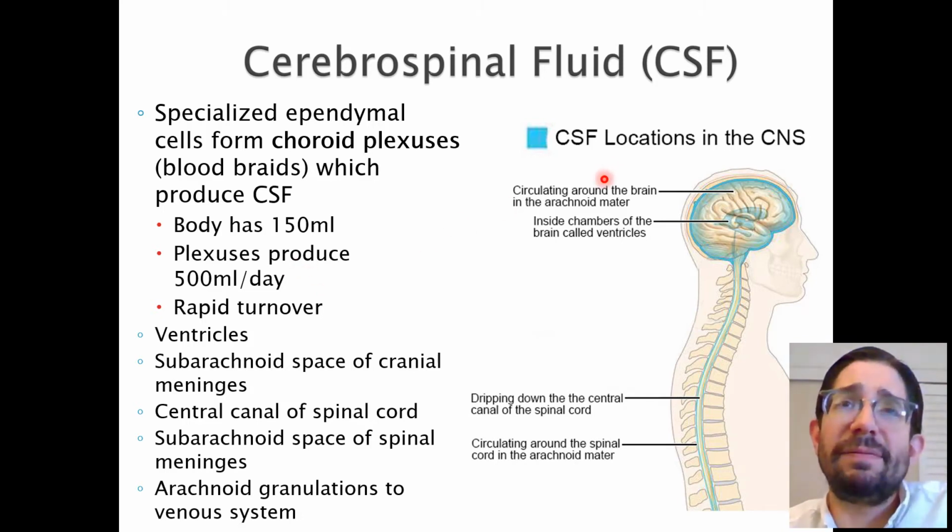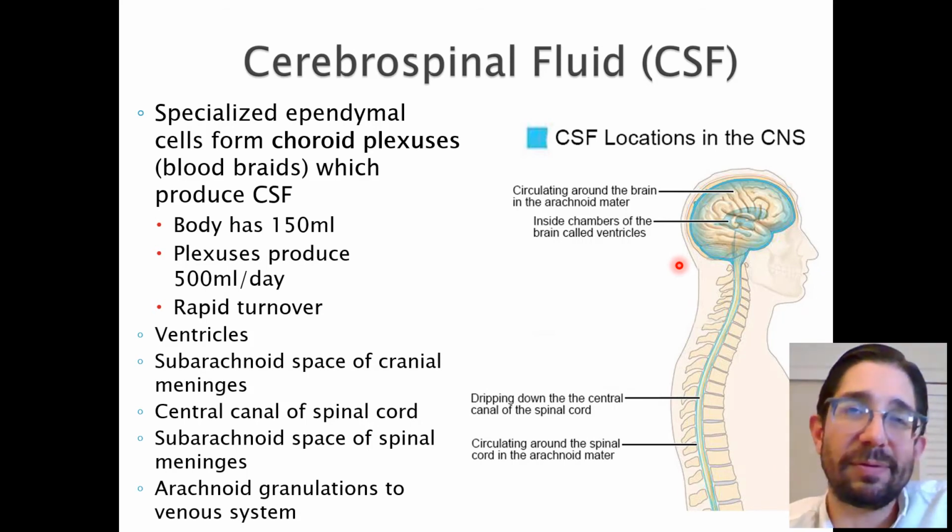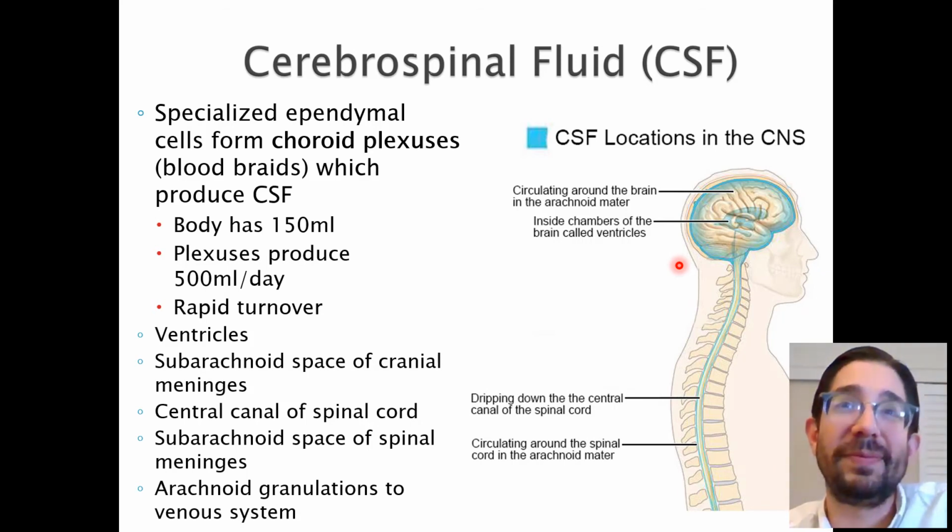So where can we actually find CSF? We have basically these 4 places. It circulates around the brain in the subarachnoid space. But it's also in these chambers. You have these empty holes in your brain that you can kind of see a little bit here. They're called ventricles. Just like your heart has empty chambers filled with a liquid called ventricles, your brain has ventricles too. So you got it circulating around the brain in the ventricles.